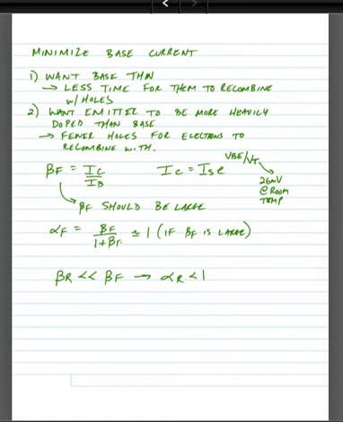Now, in the next part of the lesson, we will look at biasing the transistor to be in the forward active region and then extracting what we call a small signal model so that we can figure out what the AC gain is for these devices.